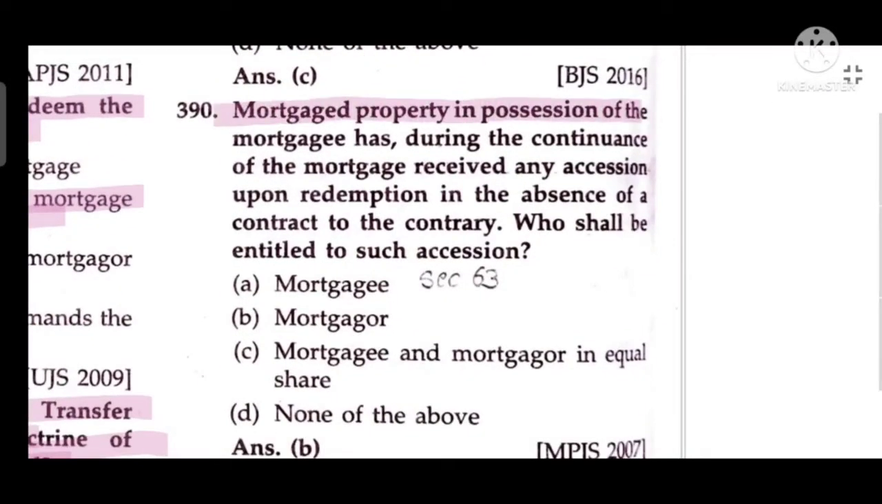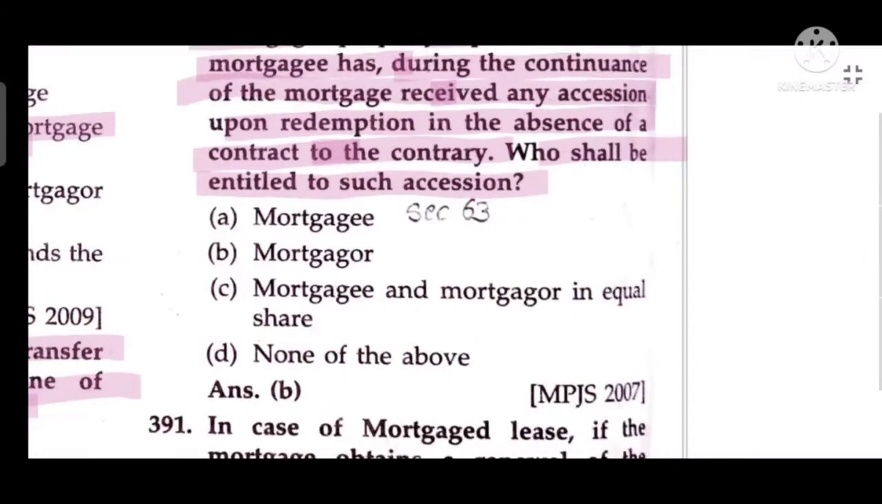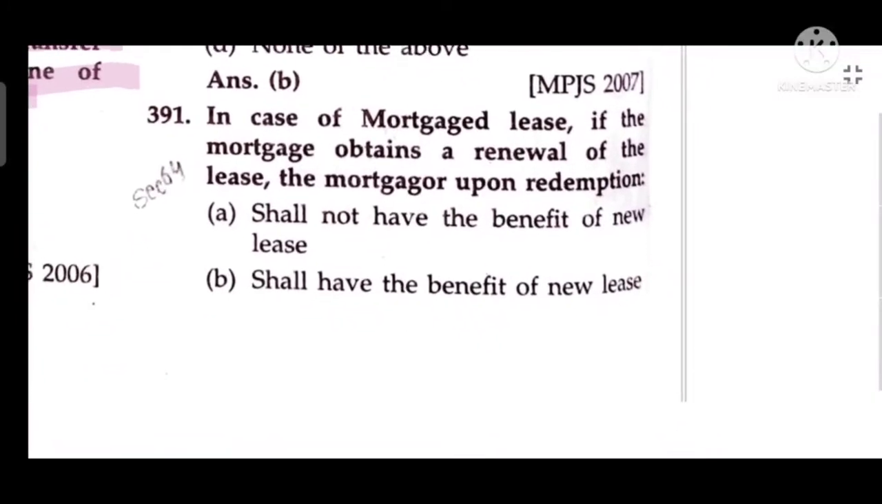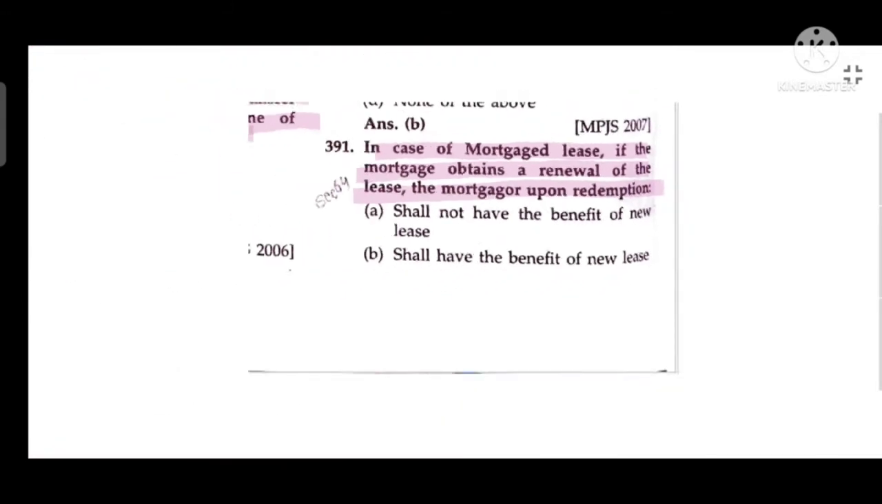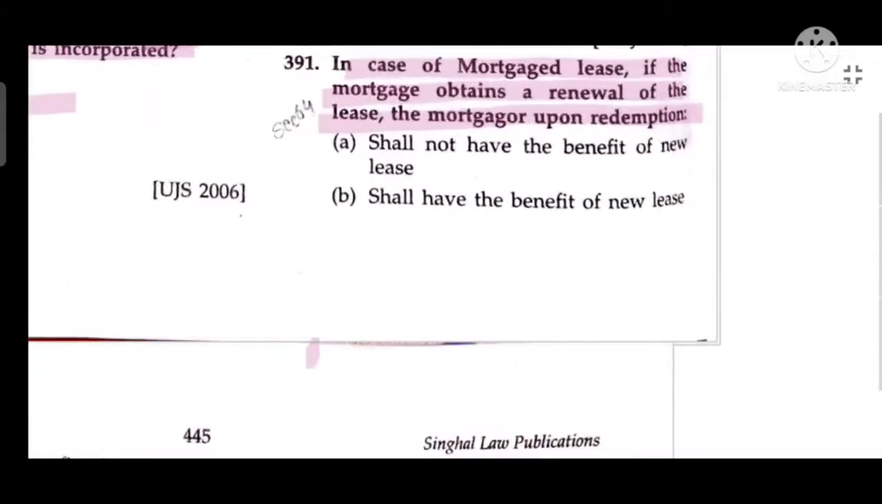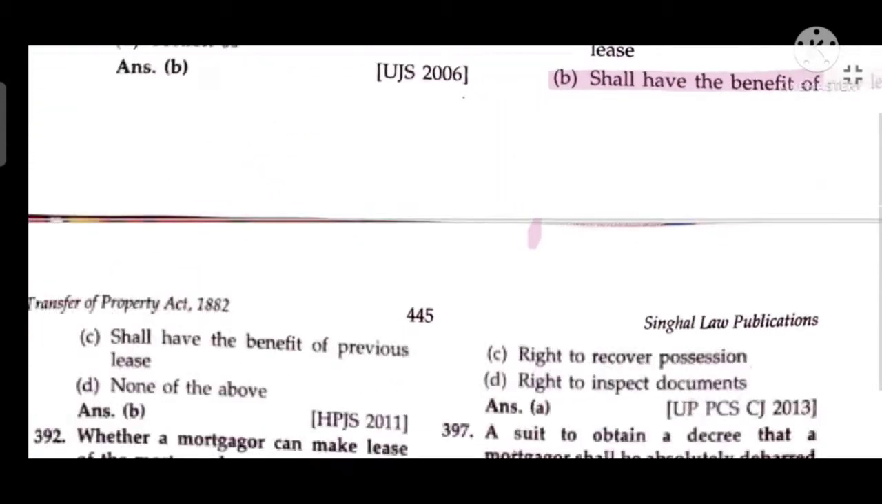Mortgaged property in possession of the mortgagee has, during the continuance of the mortgage, received an accession. Upon the redemption, in the absence of a contract to the contrary, who shall be entitled to such accession? Mortgagor. In the case of a mortgage of a lease, the mortgagee obtains a renewal of the lease. The mortgagee, upon the redemption, shall have the benefit of the new lease.